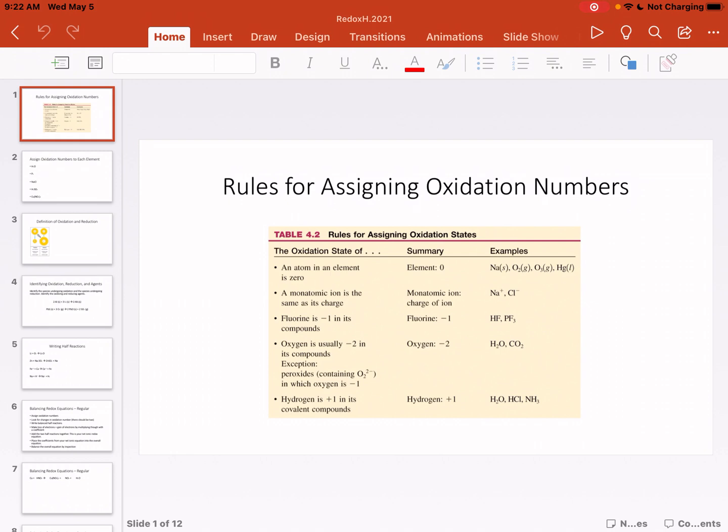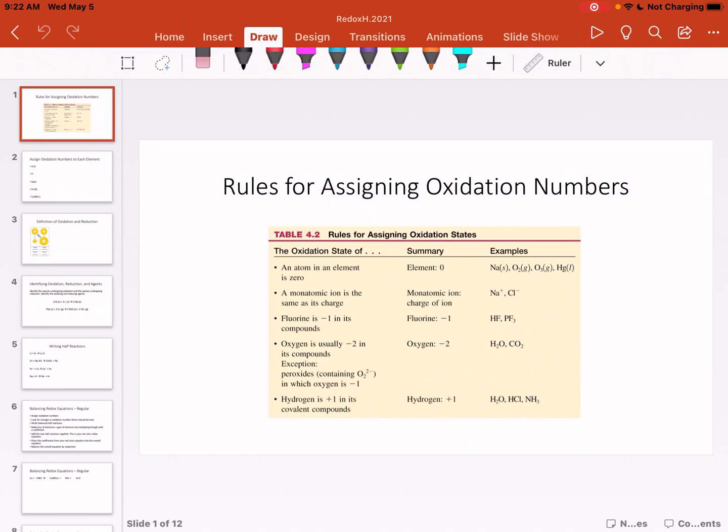So let's get started. If you take a look at the rules that we have for assigning oxidation states, that is just simply a fancy way to say charge. That's usually what I'll say, is charge. And all that means, of course, is it could be +1, -1, +2, -2, or it actually could be 0, just like in the case of an element.